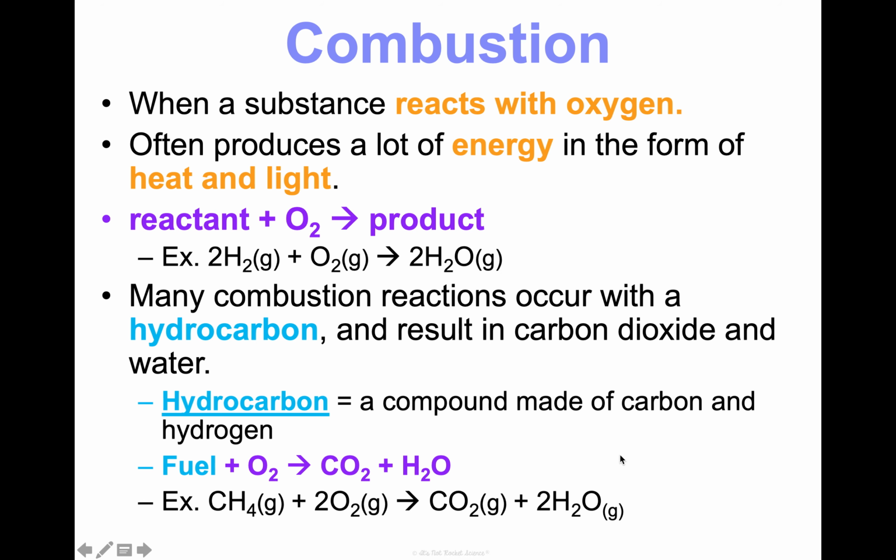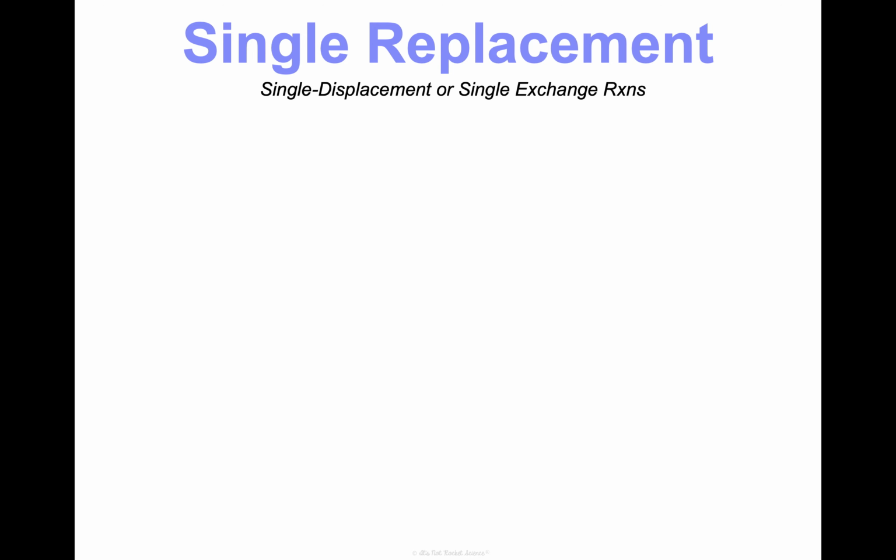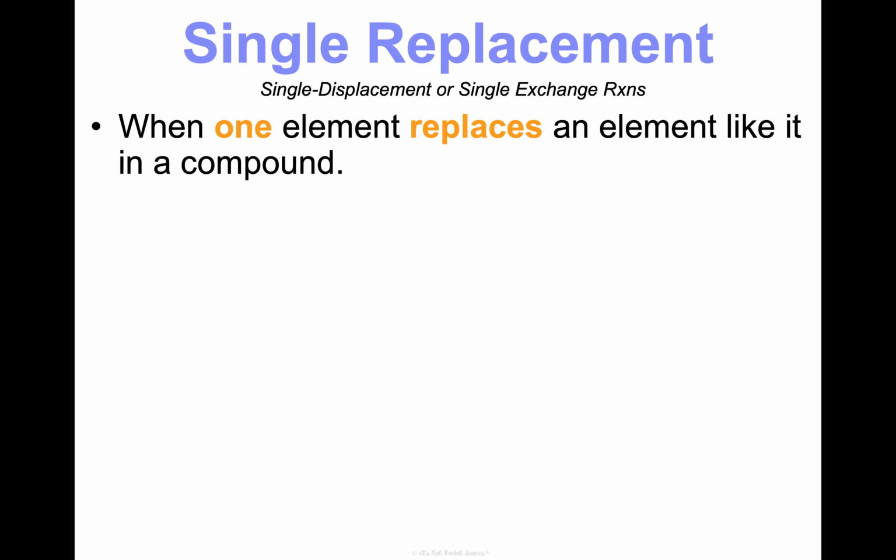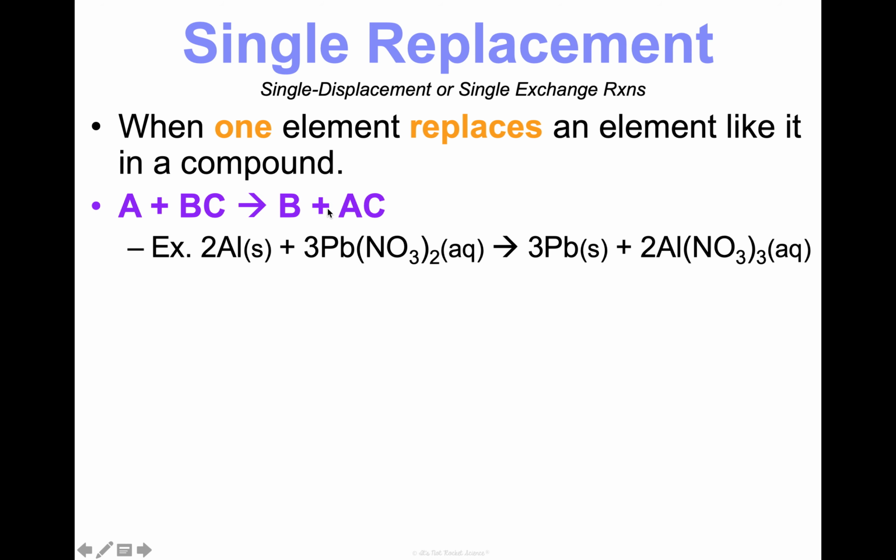That's a combustion reaction. Okay, the last two we're going to touch on are single replacement and double replacement. Single replacement reactions are also known as single displacement or single exchange reactions. And this is when one element replaces an element like it in a compound. So for our general equation, that's A plus BC will make B plus AC. For example, aluminum will react with lead 2 nitrate and make lead and aluminum nitrate. So the metal just replaced the metal in the compound like it. So they replace what is like it.